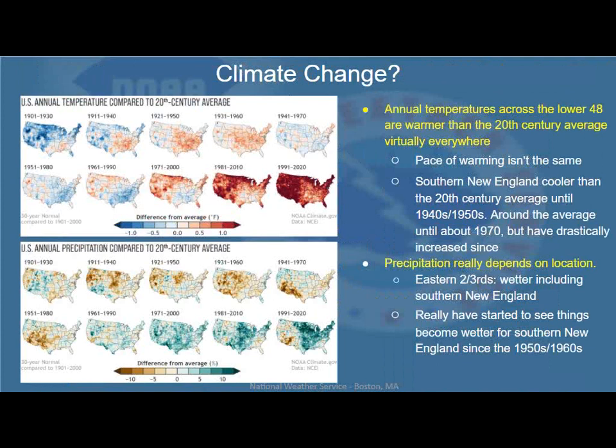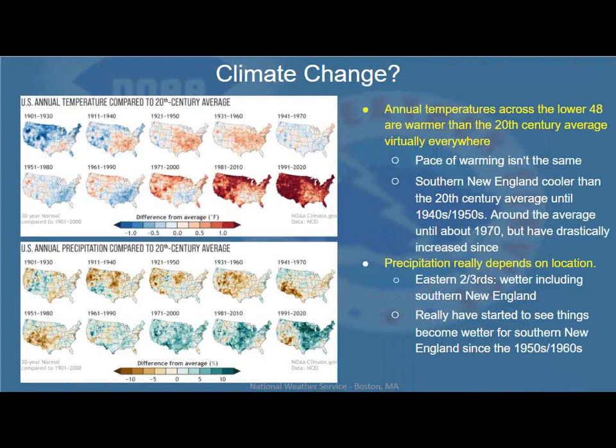So let's address the elephant in the room. Is this climate change? I would say in short, it's a complicated answer, but the short answer is yes. The longer answer is it's maybe not as straightforward as some people may think.